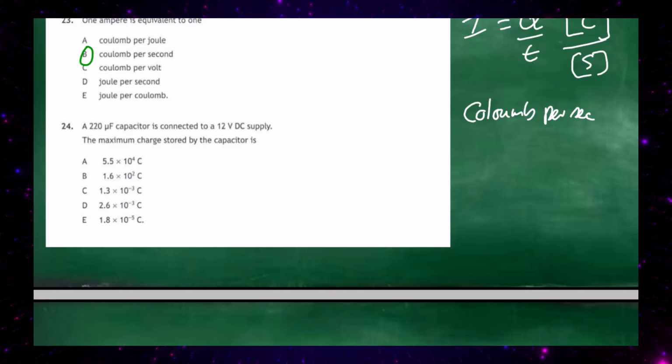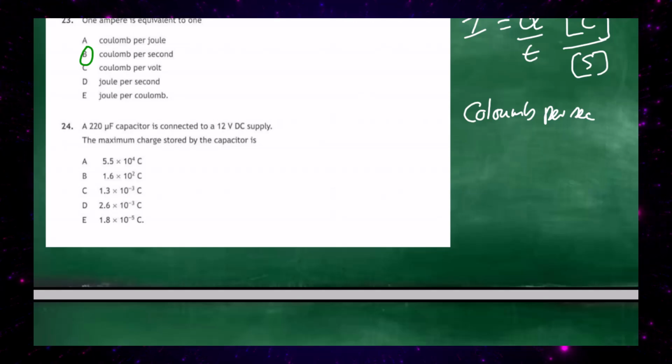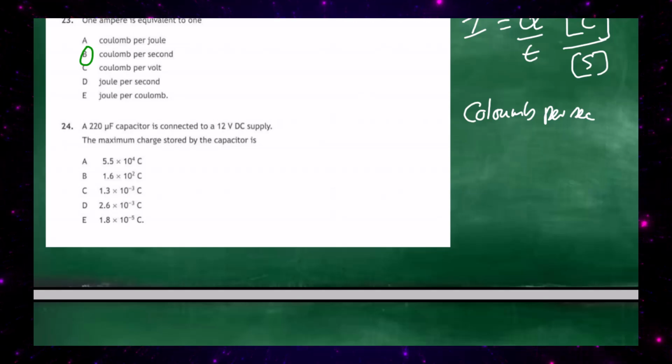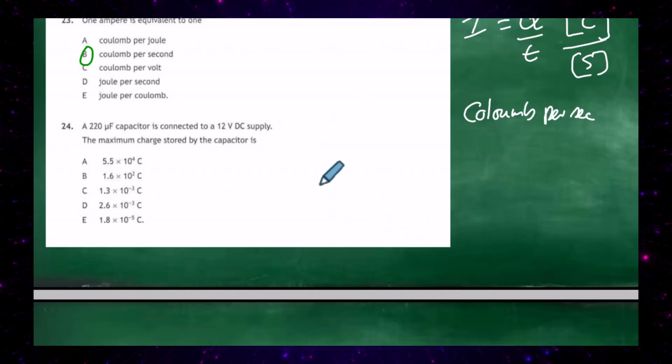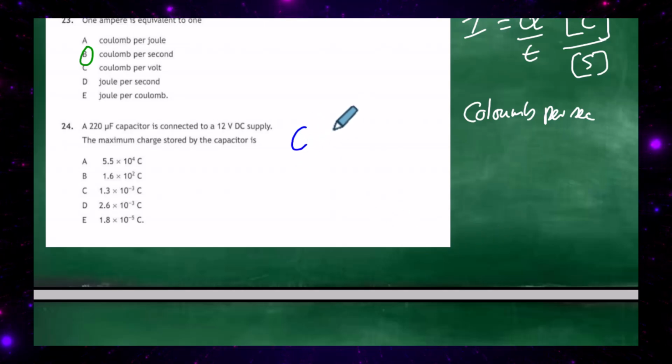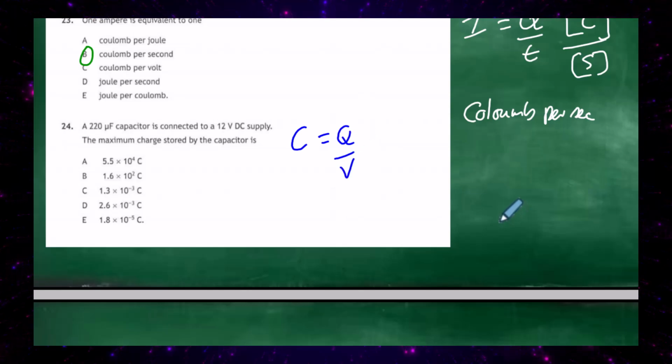It says the following: a 220 microfarad capacitor is connected to a 12 volt DC supply, and the maximum charge that can be stored in the capacitor, and we're given the responses. Well, we know the definition of a capacitor. Capacitance C is equal to the amount of charge Q that can be stored for a certain voltage.